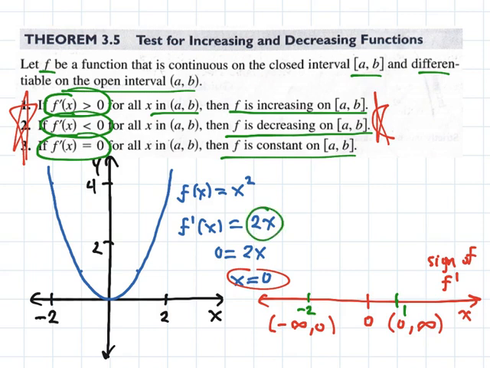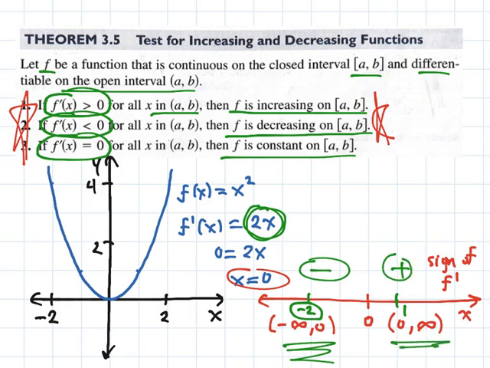So if I evaluate the derivative at x is equal to -2, 2 times -2 is -4, so the sign of the derivative is negative on the interval from -infinity to 0. And if I evaluate the derivative at x is equal to 1, 2 times 1 is 2, which is positive, so the sign of the derivative is positive on the interval from 0 to infinity. So what does that tell me?